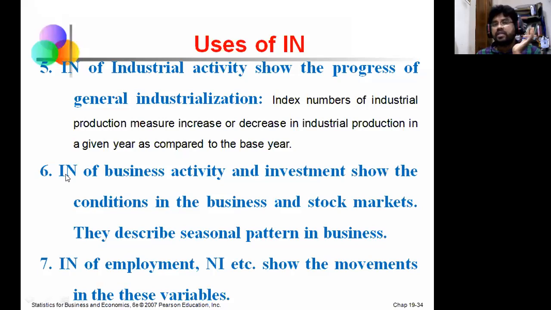And the sixth part is the index number of business activity and investment. The business activity and investment index shows the condition in the business and stock market. Generally, the public shows interest where there are profits. When the business is there, I think there is some opportunity, or a wide scope for getting more profits. Most of the people are likely to invest in that particular area.